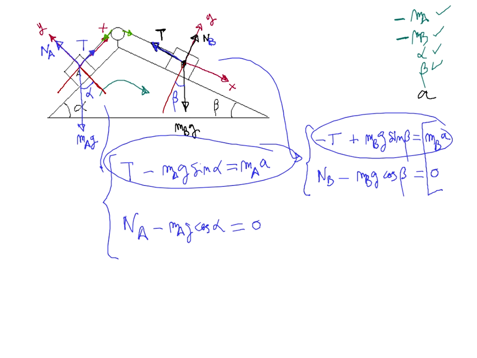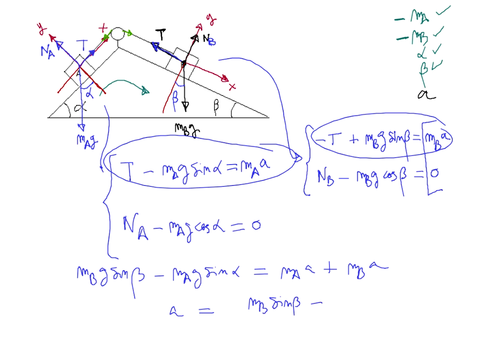And sure enough, as you combine this, we can use the addition method again, because there is a T in one and a negative T in the other. We're going to have MBG sine beta minus MAG sine alpha. That's equal to MAA plus MBA. Hence, A is equal to MB sine beta minus MA sine alpha divided by the total inertia again times G.